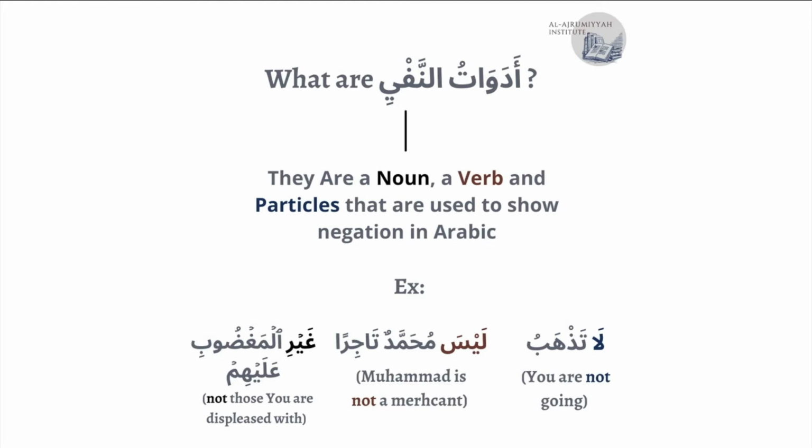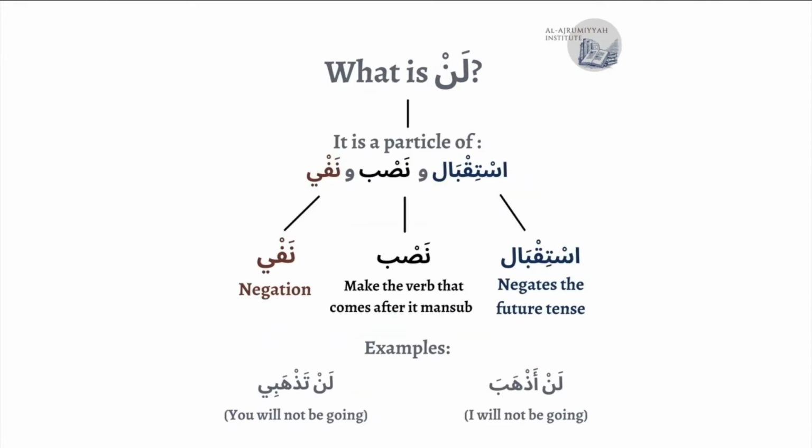And in this video, inshallah, we're going to speak about lan. So lan is one of these adwat al-nafi, and it is a particle of istiqbal wa nasb wa nafi. It's a particle of istiqbal, which means that it negates the future tense. And that's more or less the really special thing about lan, is that lan is an adat nafi, a particle of negation that negates specifically the future tense.